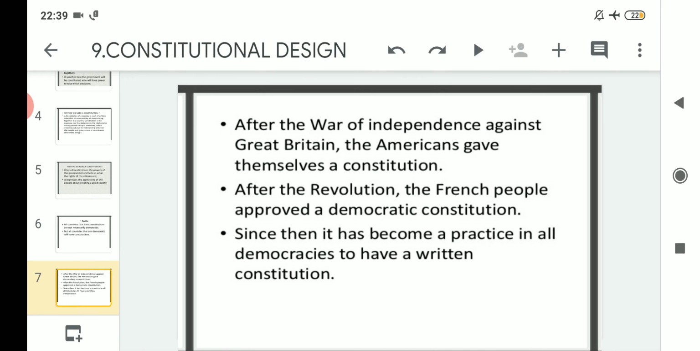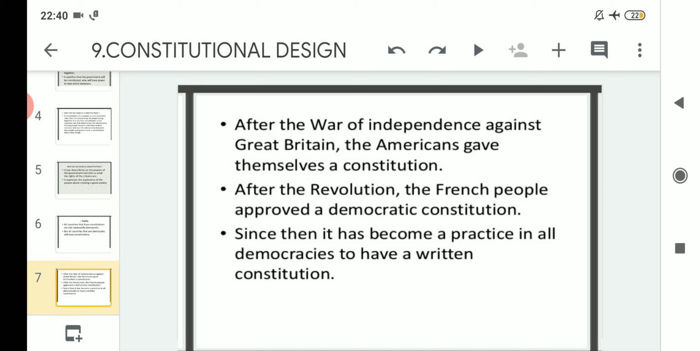After that, we had read about what the inspirations were according to which the Americans prepared their constitution. After that, the French people also prepared their constitution. So in the first point, it is written that after the War of Independence against Great Britain, the Americans gave themselves a constitution. We had read about this earlier also, that when did the Americans actually prepare their constitution? After one incident happened, at that time only, that was the incident of the War of Independence.